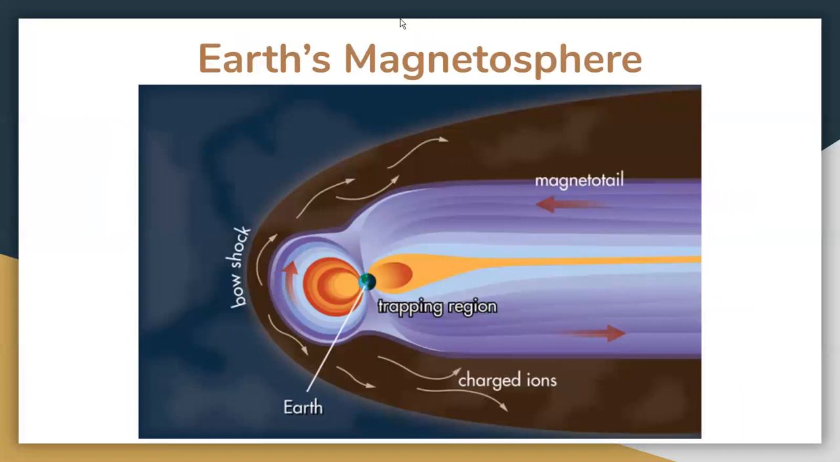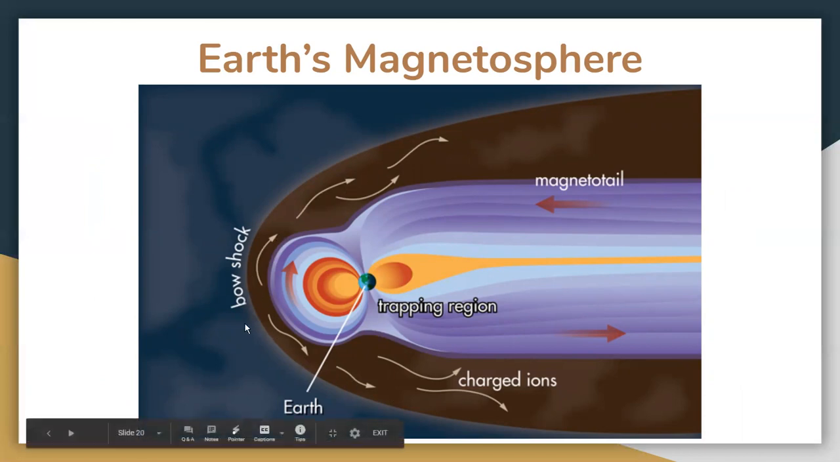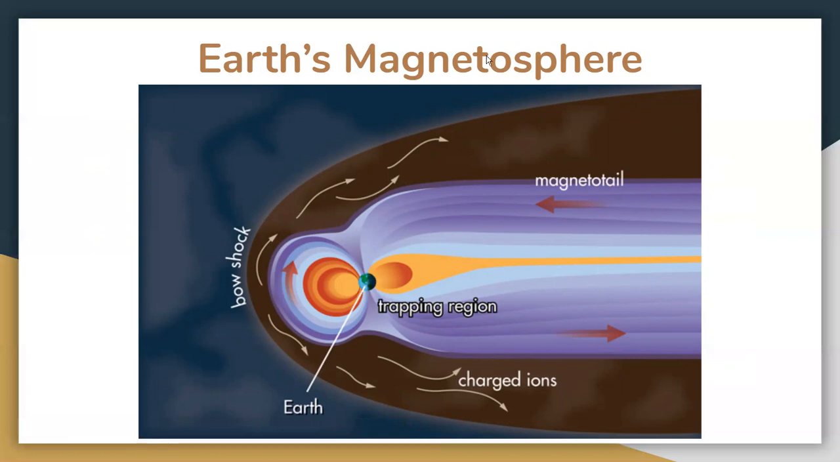And then lastly, here is a diagram showing this magnetic field in what's called the magnetosphere, where these charged particles represented here by these arrows are deflected around the Earth, and the Earth essentially is kept protected from those charged particles.